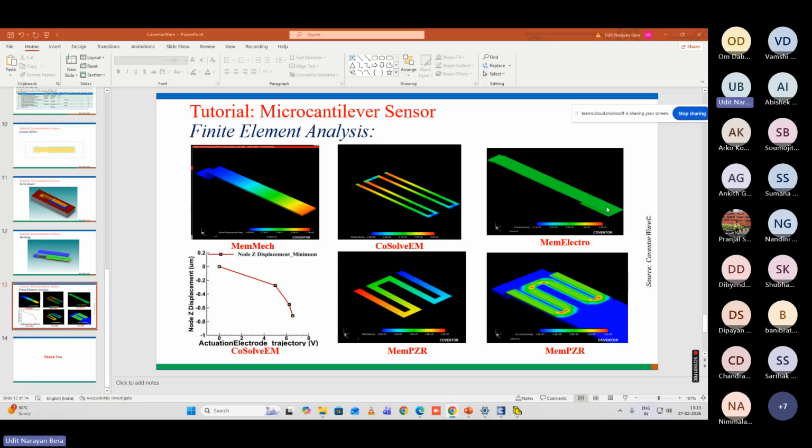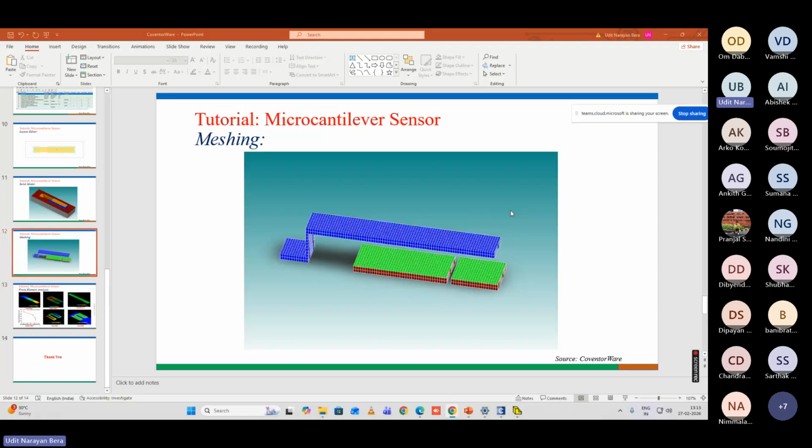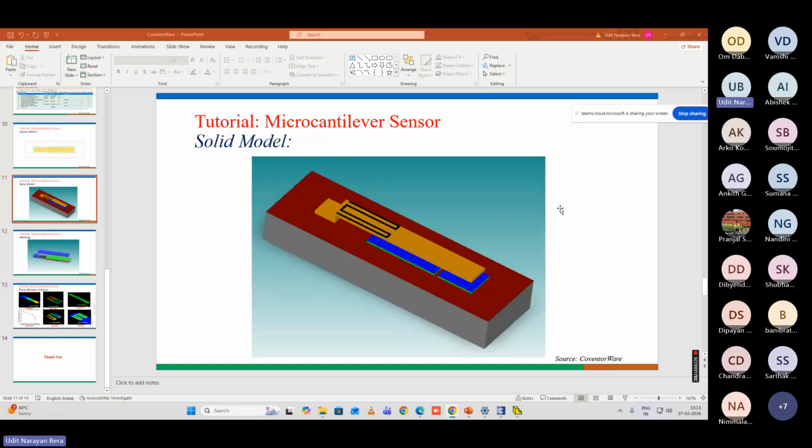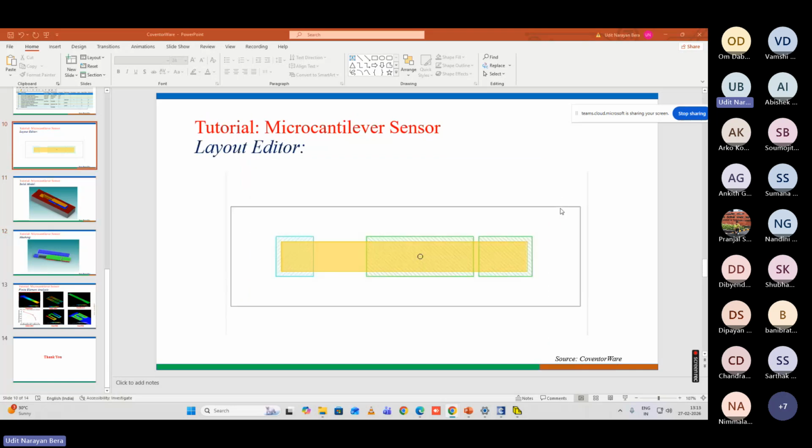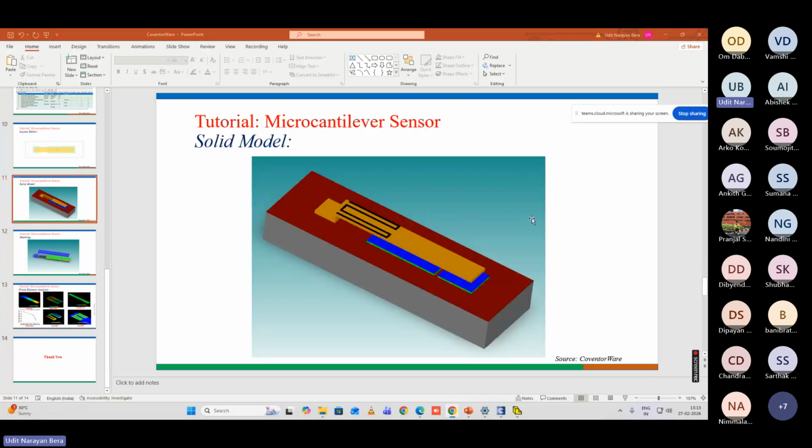And I wish that you get a little bit of knowledge. It is not possible for me to give you the entire knowledge of CoventorWare in this small period of time, and I went a little faster. But I hope you got the point of how it started from material to process to layout to solid model. After solid model, we go for the meshing.